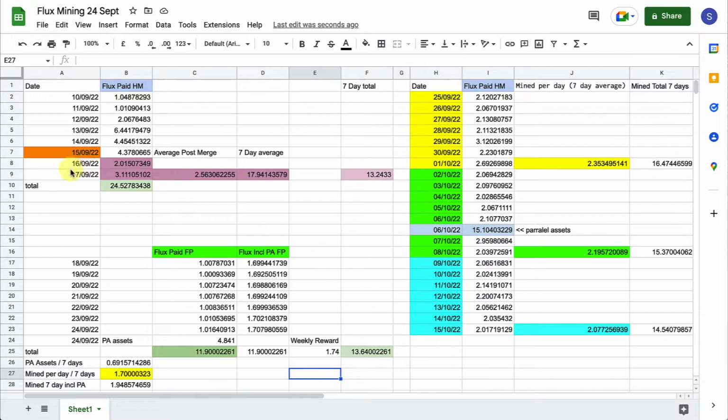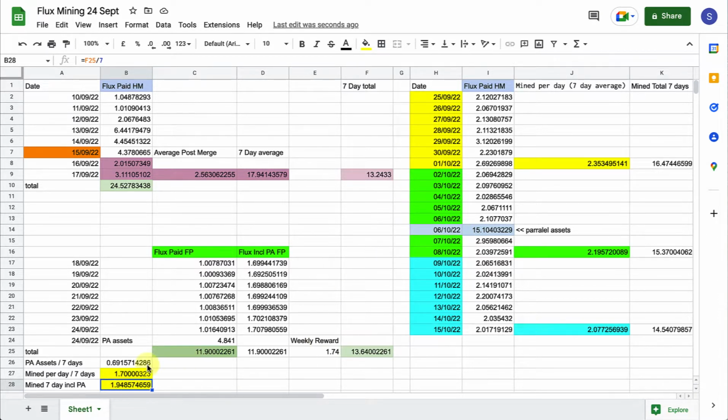After the merge, I'd only mined for about 2 days here. Taking an average on all of that, I was making about 13.24 flux in an estimated 7 day period. On FluxPools, these were the actual amounts deposited into my wallet for those 7 days, and parallel assets paid was 4.84. I also got a bonus of 1.74 from the weekly rewards. If you keep hash rate up for 7 days above, I think it's 99% or 98%, you get paid out additional flux per week. The total of that was 13.64 flux. So including our parallel assets being paid out per day, we're making about 1.94 flux per day on FluxPools.